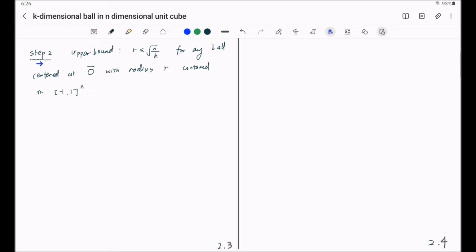Now we move on to our step number 2. In this step, we're going to prove the upper bound for the radius. Specifically, we'll show that r is less than or equal to the square root of n over k for any ball centered at the origin with radius r contained in this cube of side length 2.